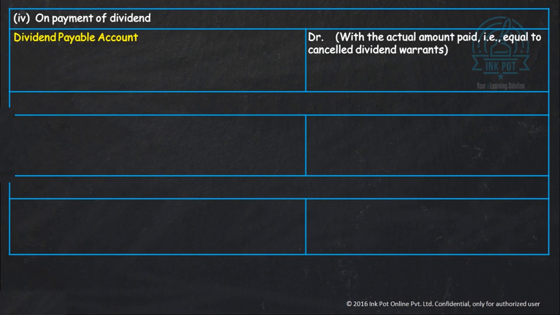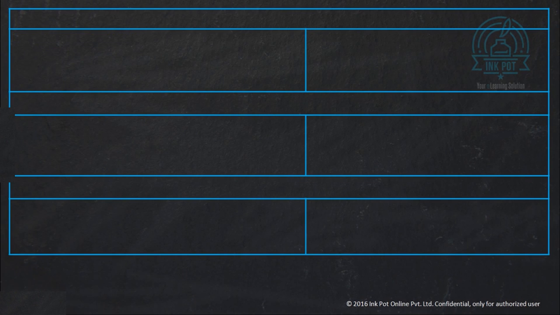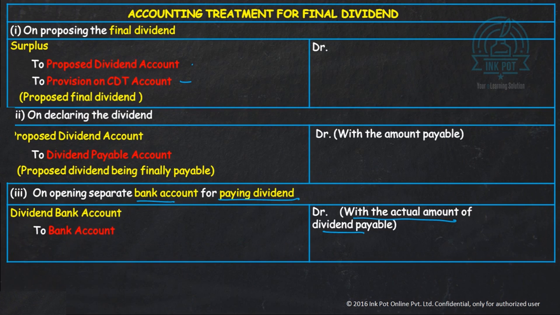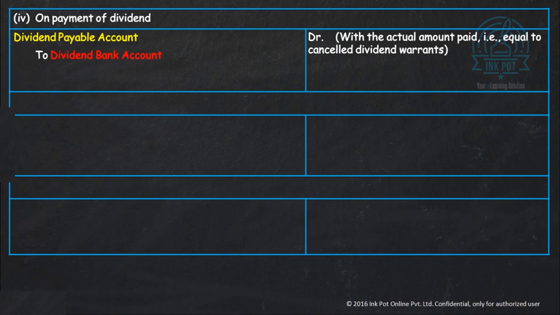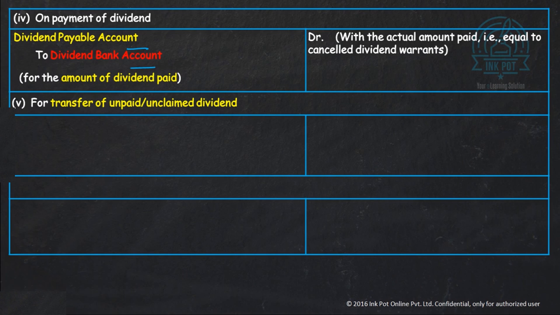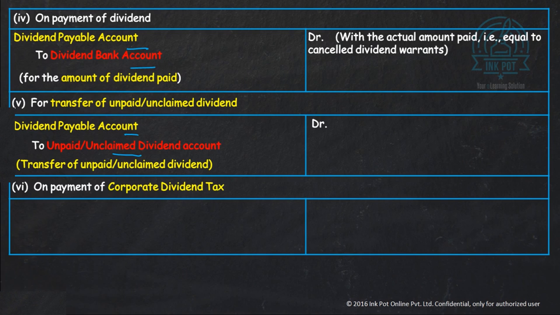Payment of dividend: dividend payable account debit to dividend bank account. In the previous entry, we created the dividend bank account. Now, dividend payable account debit to dividend bank account, whatever the actual amount of dividend that is paid. If some dividend remains unclaimed, it is transferred to the unclaimed dividend account: dividend payable account debit to unclaimed dividend account. If the dividend remains unclaimed for 7 years, it is transferred to the Investors Education and Protection Fund.